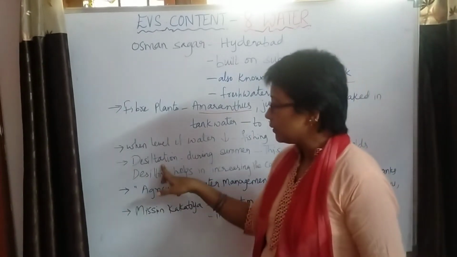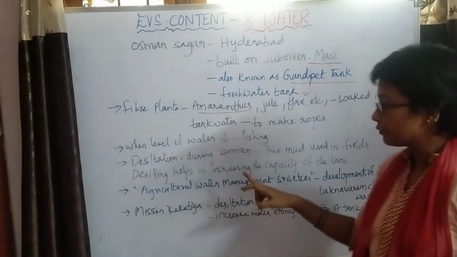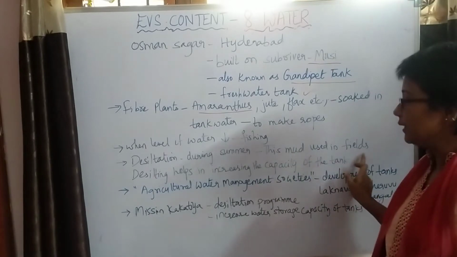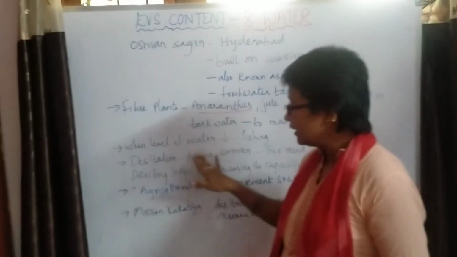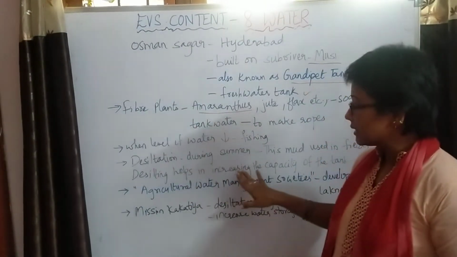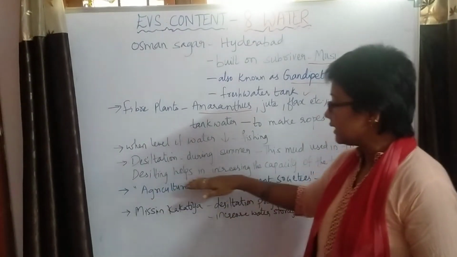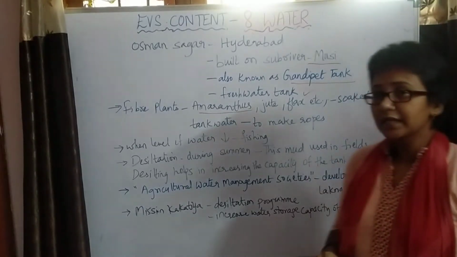Next, farmers will do desiltation during the summer. The mud they obtain through this desiltation will be used in the fields. Desilting will help in increasing the capacity of the tank.